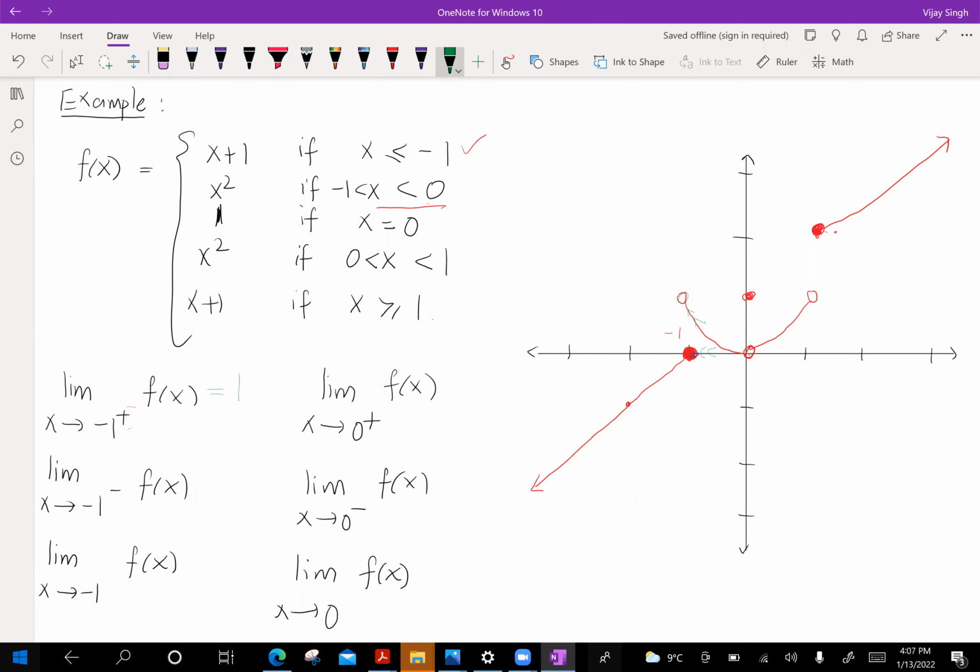Similarly, x goes to -1, but this sign indicates from the left. If you're approaching -1 from the left, where is the function value going closer and closer to? It's going closer and closer to 0. So the left-hand limit is 0, the right-hand limit is 1. Then what can we say about the limit as x goes to -1 of f of x? From both sides, the limits are different. Therefore, the limit does not exist in this case.